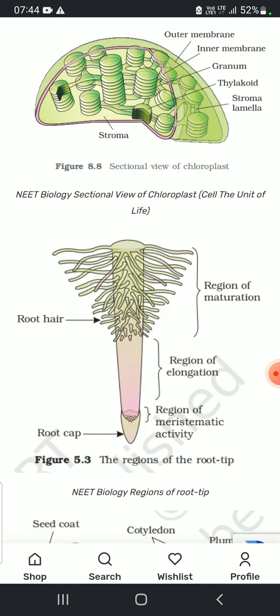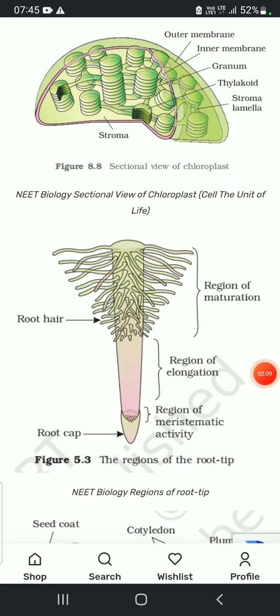We have the region of the root tip. So we have the root cap, then the region of meristematic activity, then the long region is the region of elongation. Then, in order, we will have the region of maturation, then root hairs. Root hairs are formed from the region of maturation.